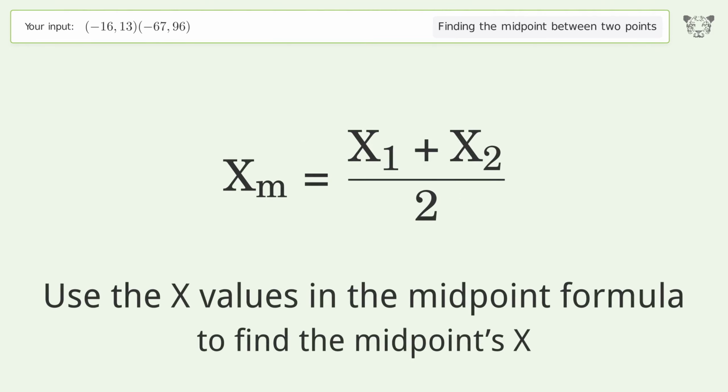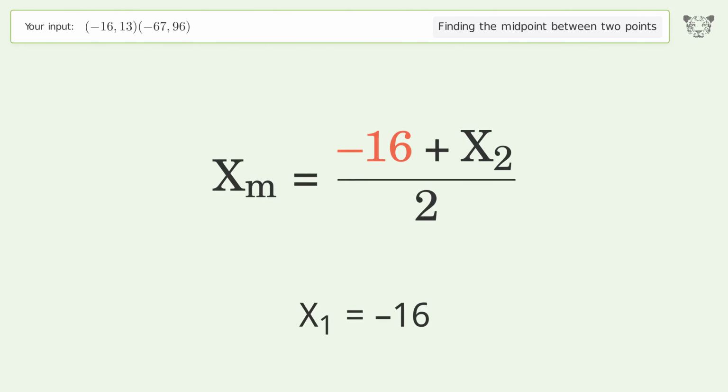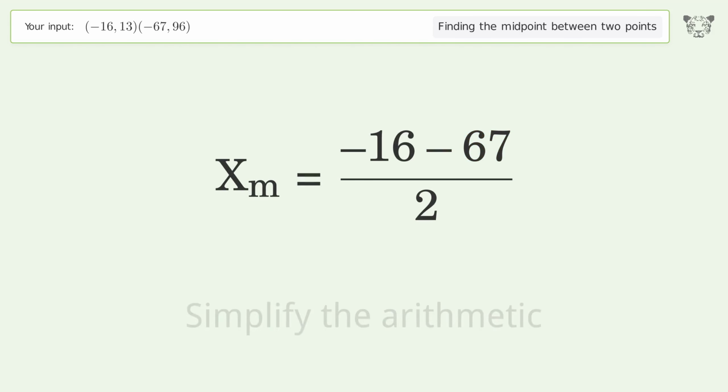Use the x values in the midpoint formula to find the midpoint's x. x1 equals negative 16. x2 equals negative 67. Simplify the arithmetic.